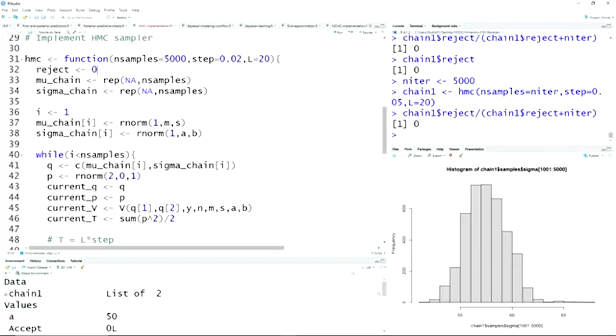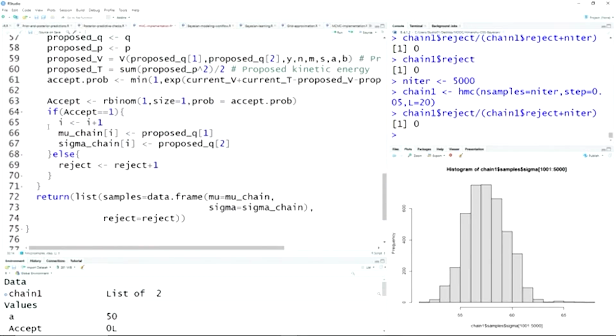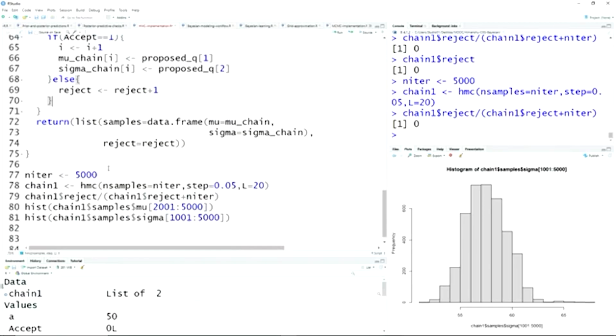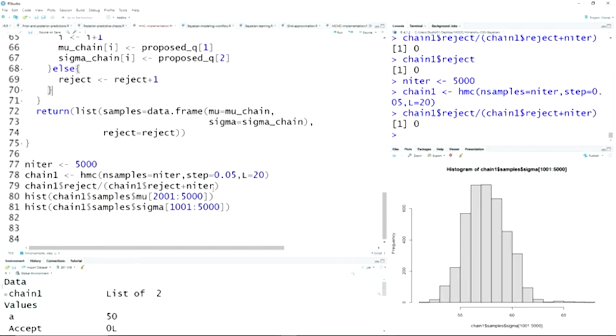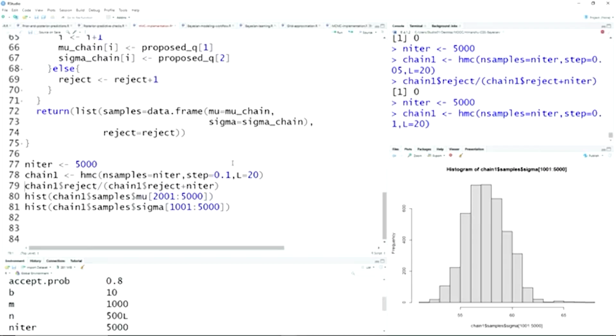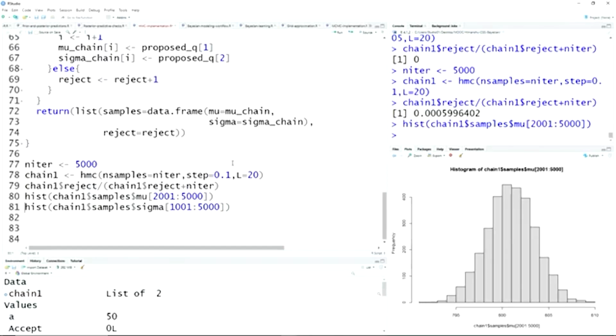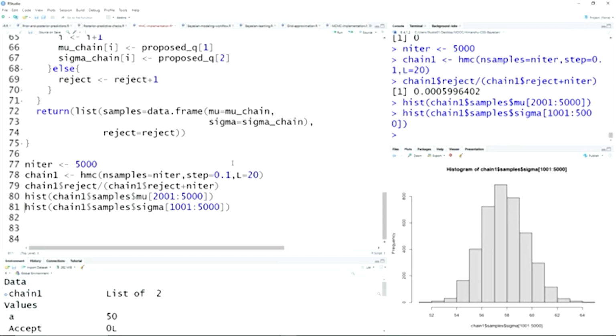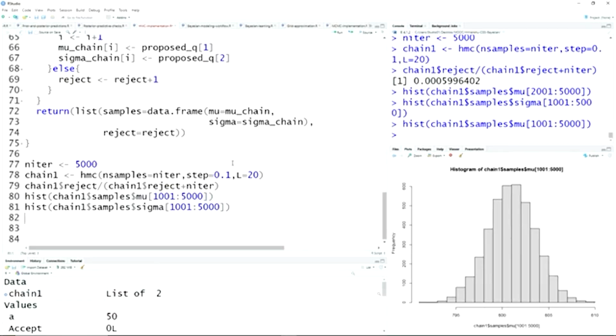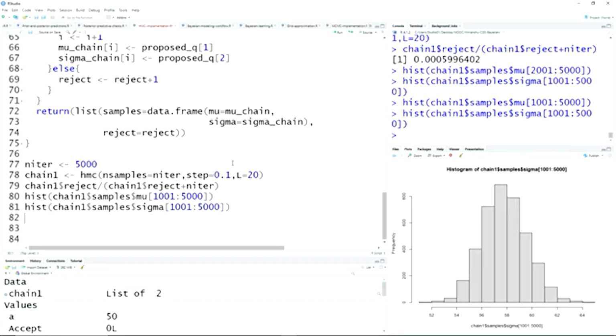Start with reject 0, then inside the while loop, reject equals reject plus 1. Okay, now you get some rejection rate. This is 0.00, so basically 0.05. So that is the rejection rate, 0.05%. That's too low. So the sampler is also better actually.